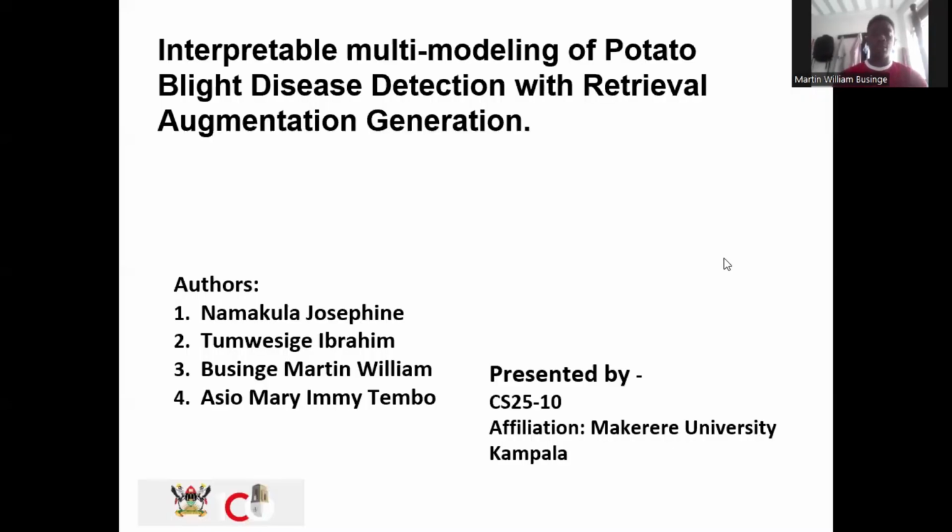Hello, I would like to present to you our study and our project, which is Interpretable Multi-modelling of Potato Blight Disease Detection with Retrieval Augmentation Generation. And we are group CS25-10.